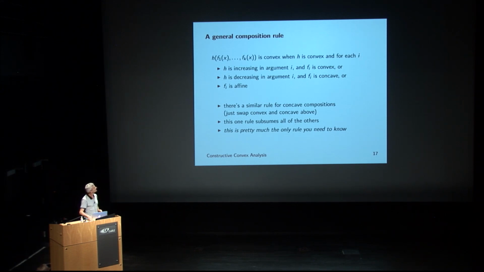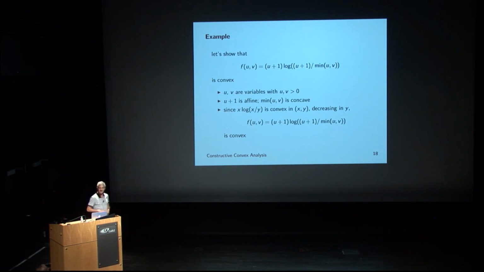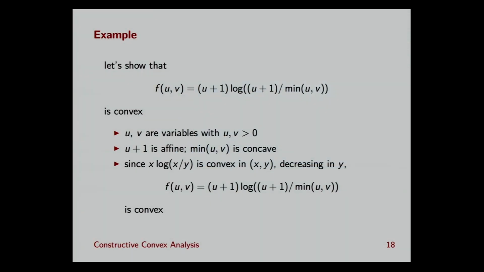Okay. All right, so let's do some examples. Here's one. Let's show that this function, f of u, v, is (u plus 1) log((u plus 1) divided by min(u, v)). Now, who the hell knows where that would ever come up, right? But it could, so there it is. And we're going to show that that thing is convex, right? So what we're going to do is this. We're going to start with the variables. We're going to say these are variables.